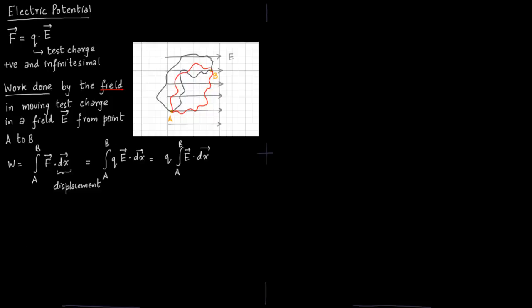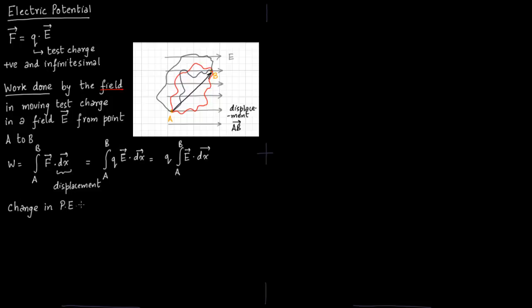The work done depends upon the displacement and the electric field. So displacement from A to B will be given by this vector always, that is AB vector, and the electric field. So work done as before depends upon the force and the displacement. Here the force is defined as test charge times the electric field.